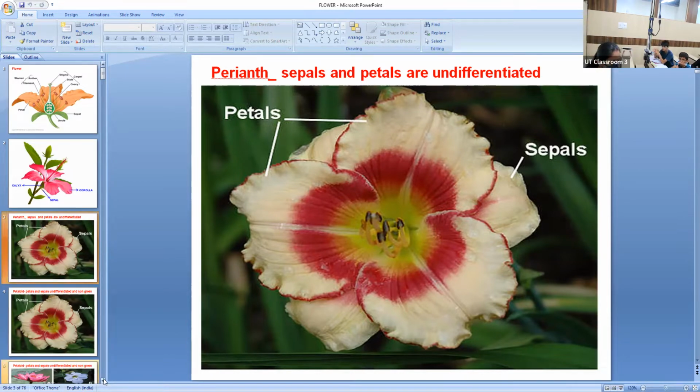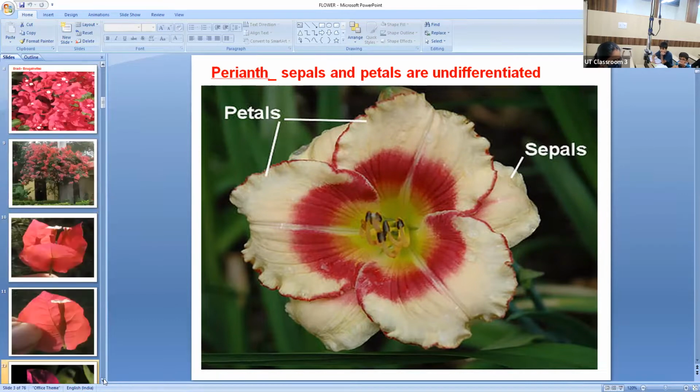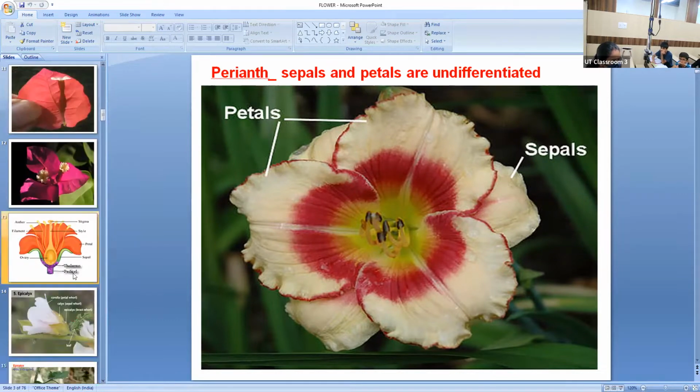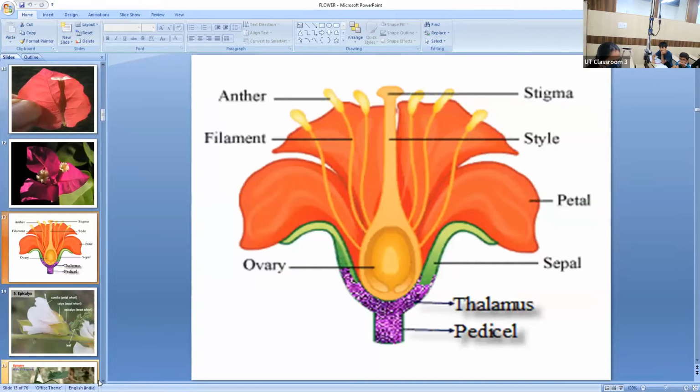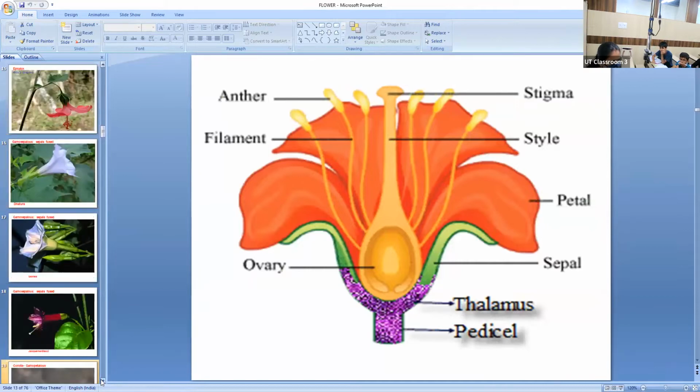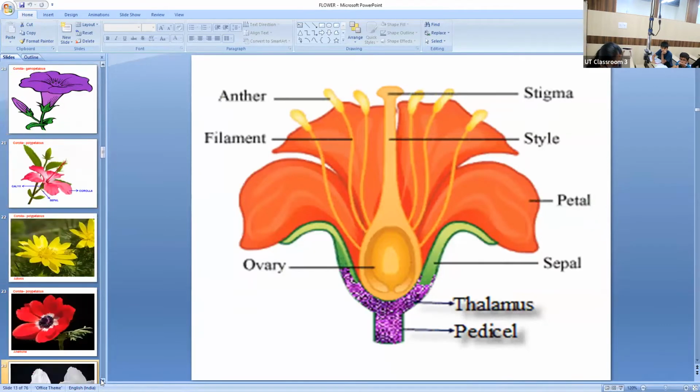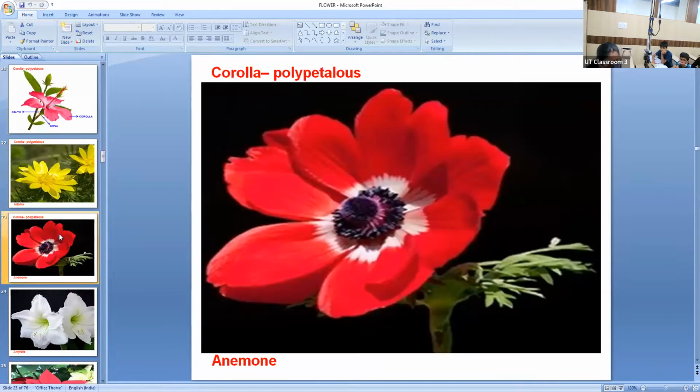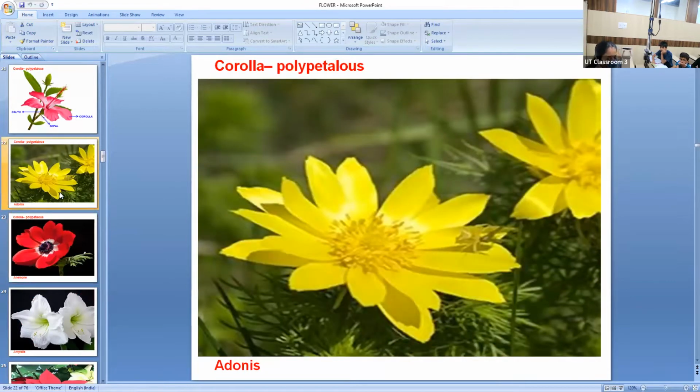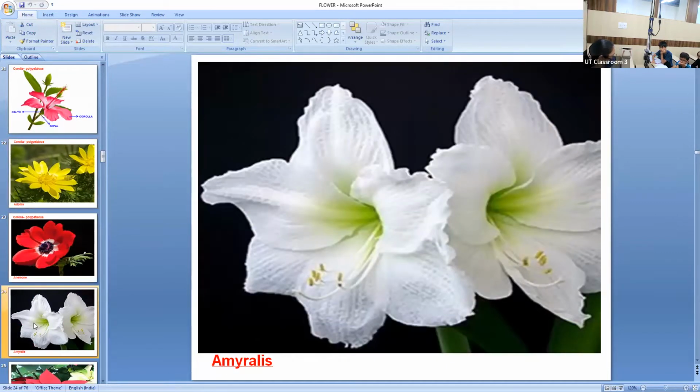Sepals and petals are undifferentiated. See again, sepals and petals are undifferentiated. Sepals and petals are same looking. These are not the sepals, these are the main leaves.